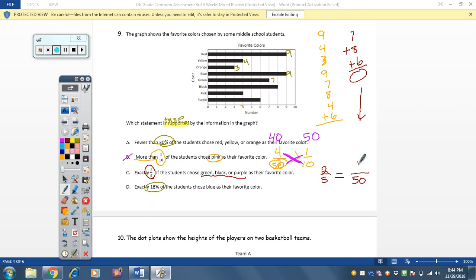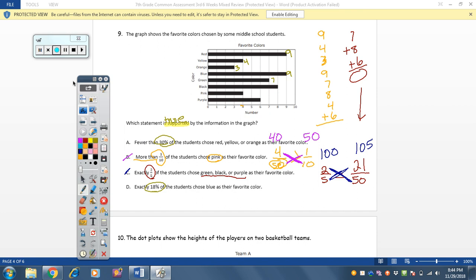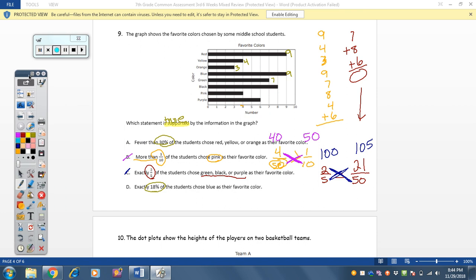This number goes here. 5 times 21 and 2 times 50. Are they equal? Almost, but not quite. Well, gosh darn it, we still have to do the percents. It was worth a try, wasn't it? I think so.